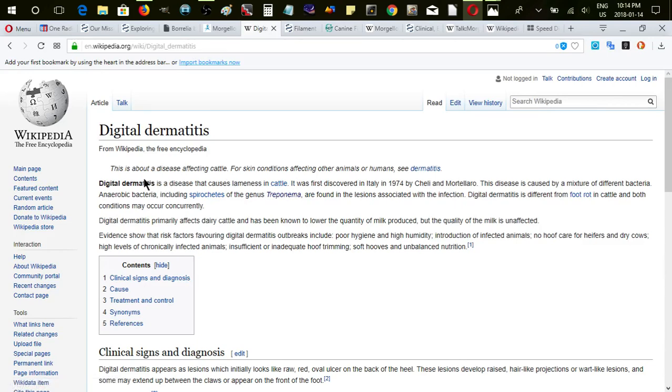And it was first discovered in Italy. It may have been around long before that, but in 1974. And it's caused by a mixture of different bacteria, including spirochetes of the genus Treponema. They don't know why in 1974 this type of bacteria seems to have changed, because it wasn't causing much infection before that. But now this disease has spread across the world, and it's hairy growths between the hooves of cattle.